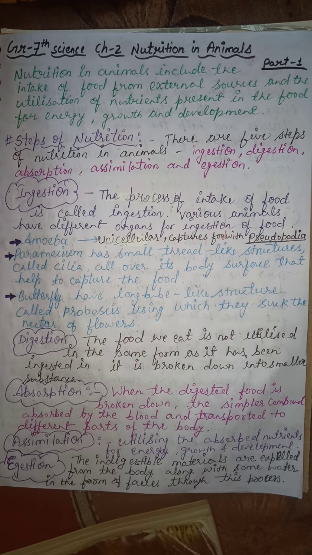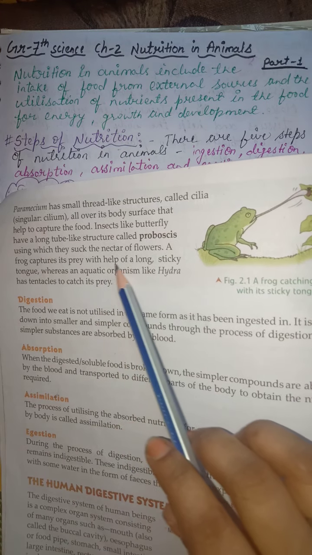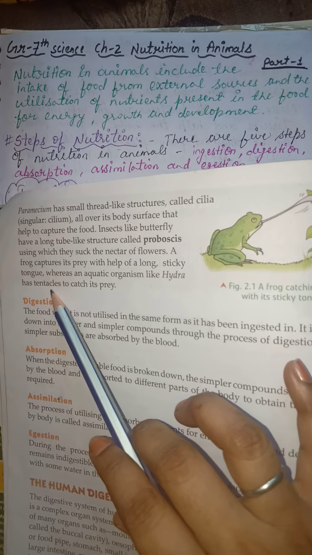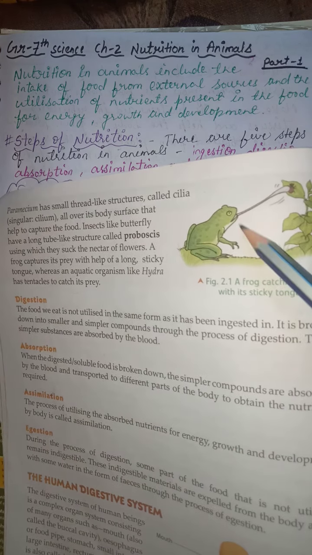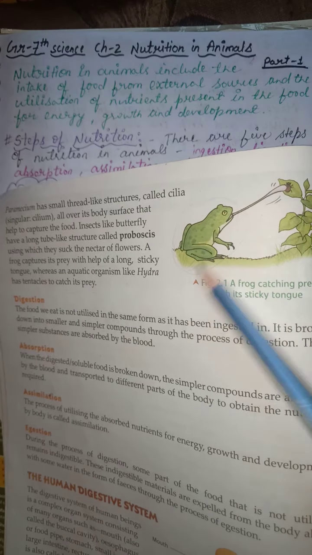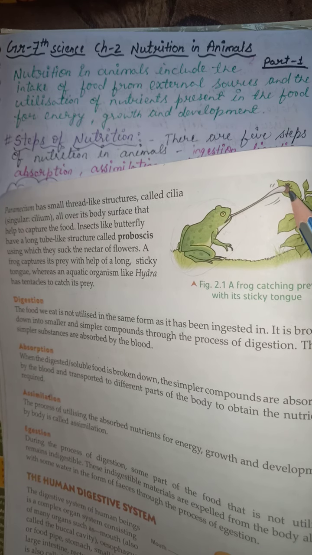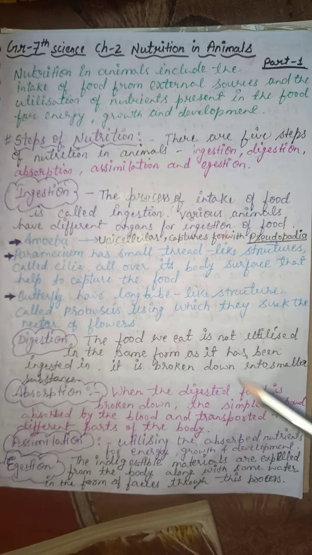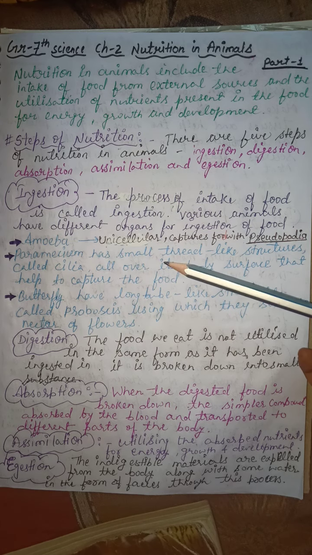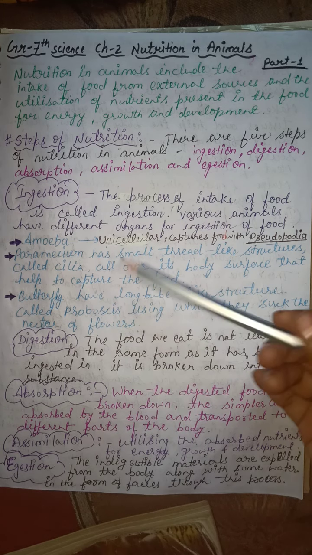Like I would like to show another example, like frog. Frog captures its prey with the help of a long sticky tongue, whereas an aquatic organism like hydra has tentacles to catch its prey. It is a frog. They capture their food with the help of this long sticky tongue. So every animal, every microorganism has a different mode to take in food.